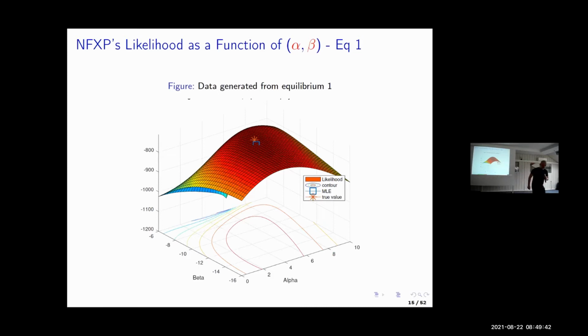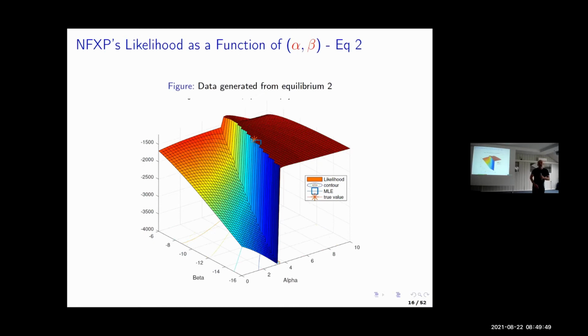So it looks pretty easy, right? Let's look at what if the data was generated from equilibrium number 2. Okay. Now you see some action here in the likelihood, and you might wonder what is going on here. Okay, so this is a little bit of a cliff, right? And see what happens is if you just change parameters just a little bit, then there's a discrete jump in the likelihood downwards.